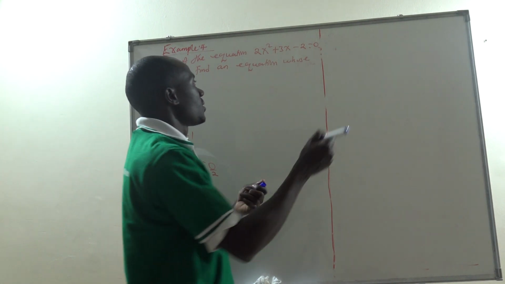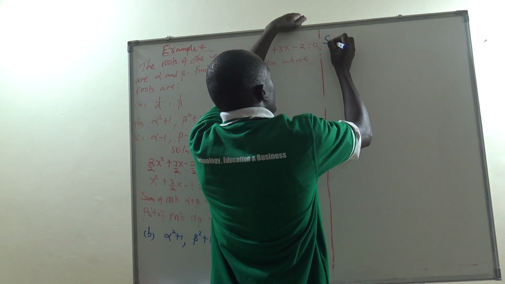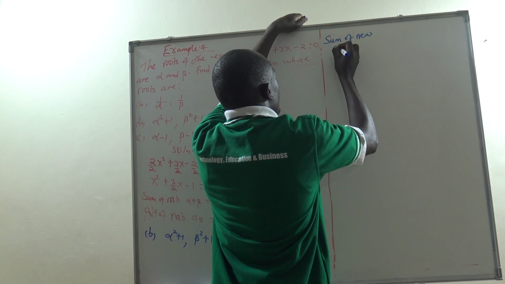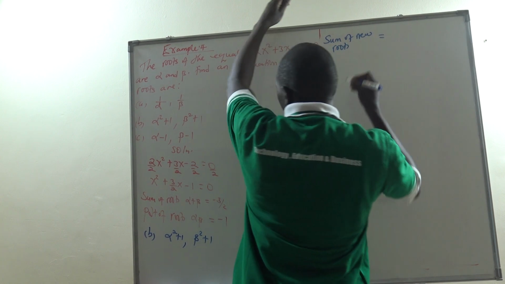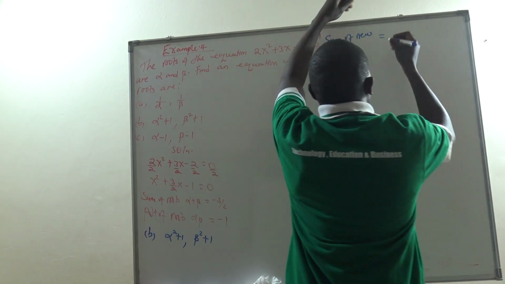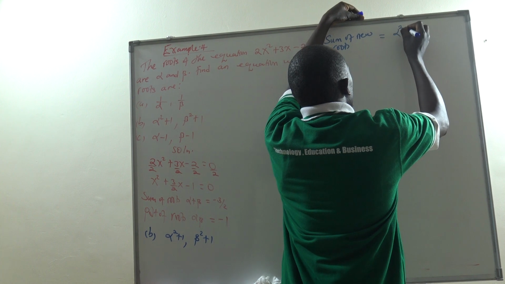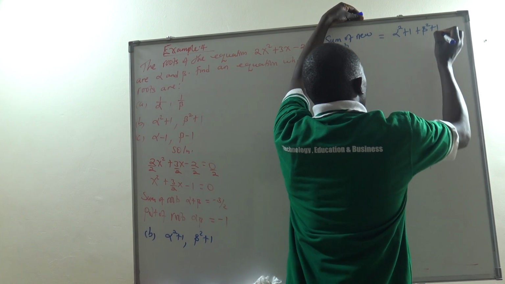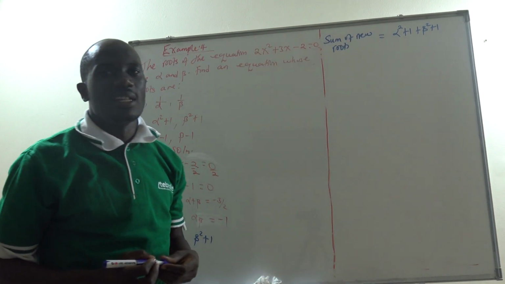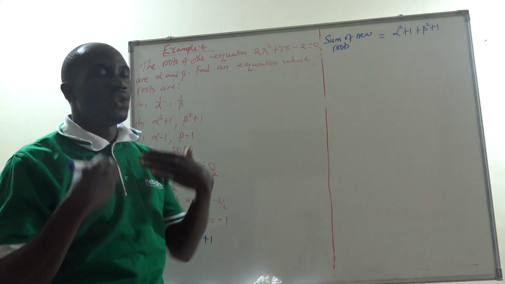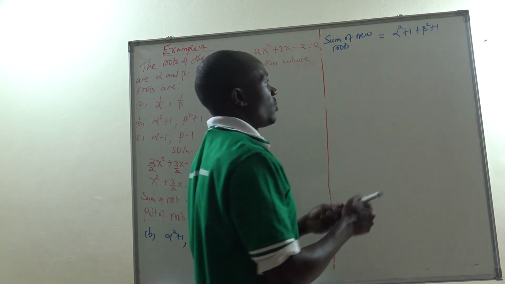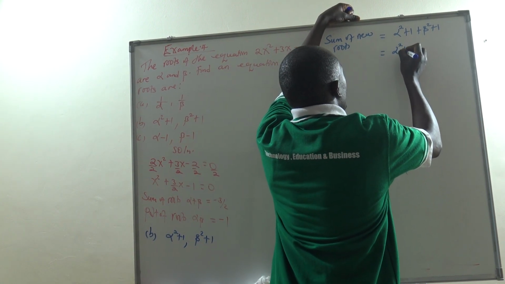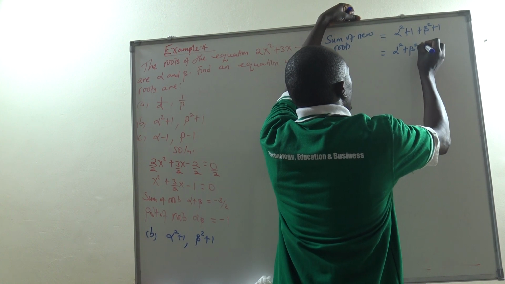Sum of new roots, you add the 2. It's going to be alpha squared plus 1 plus beta squared plus 1. So what we're going to do is that we are going to collect those ones with the square together. So this one is going to be alpha squared plus beta squared then plus 2.